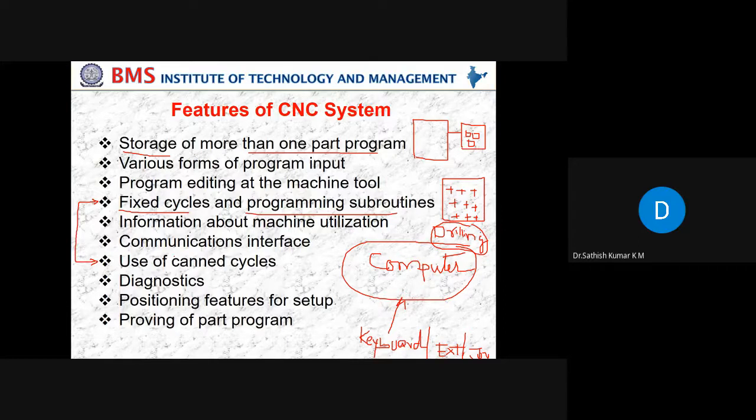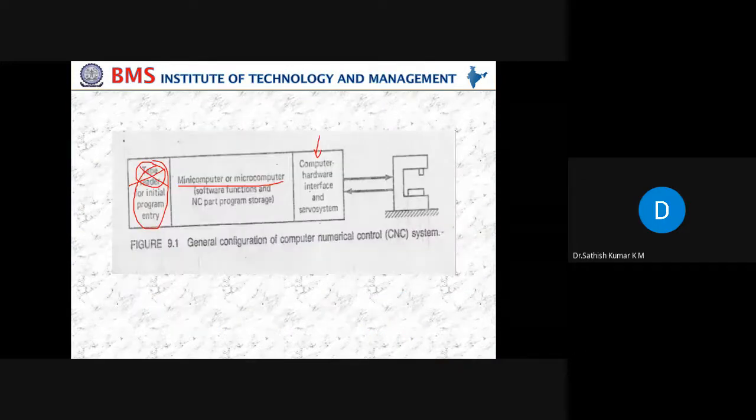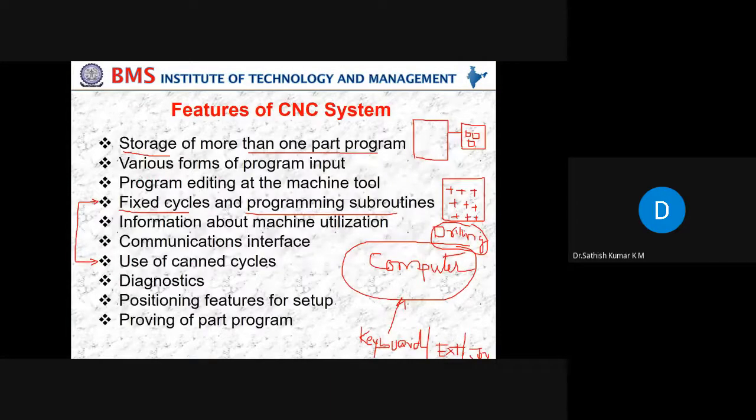Then the communication interface. As you observed here, the CNC is going to interface between your machine tool and the computer. And then diagnostics. Diagnostics is nothing but checking the health of the machinery. Positioning features are going to be there, and this is very, very important.